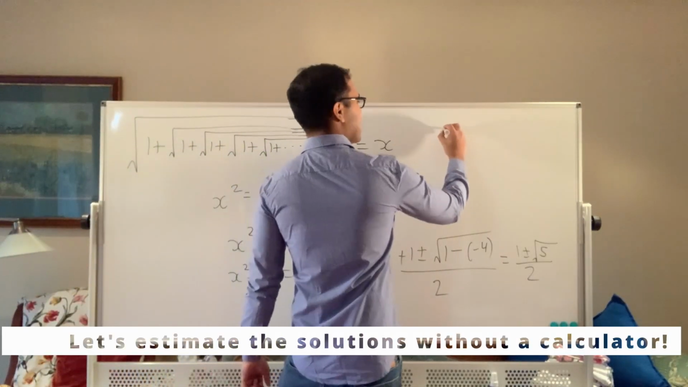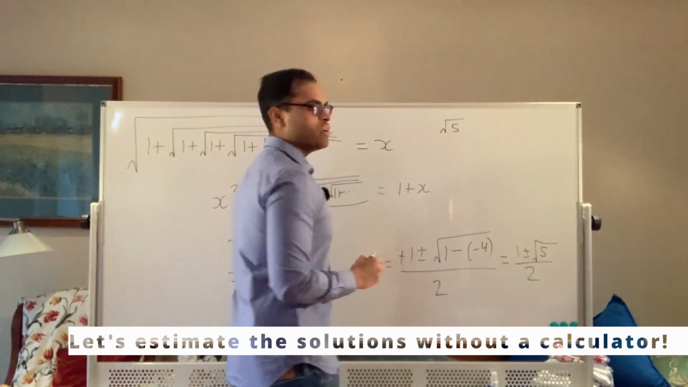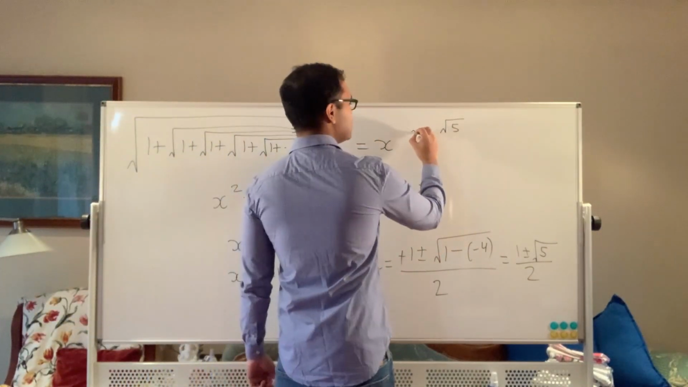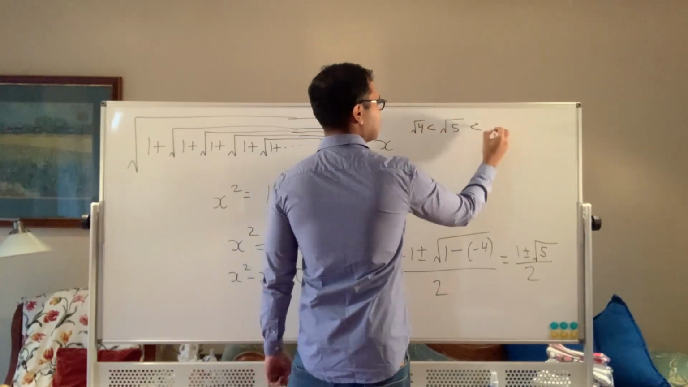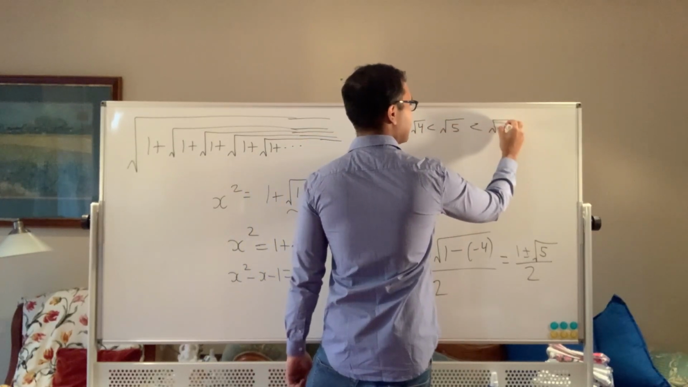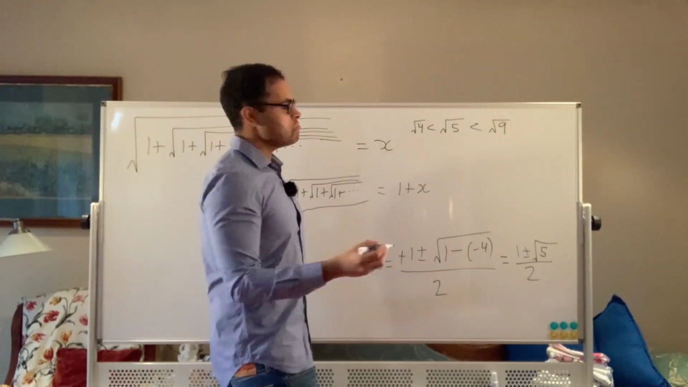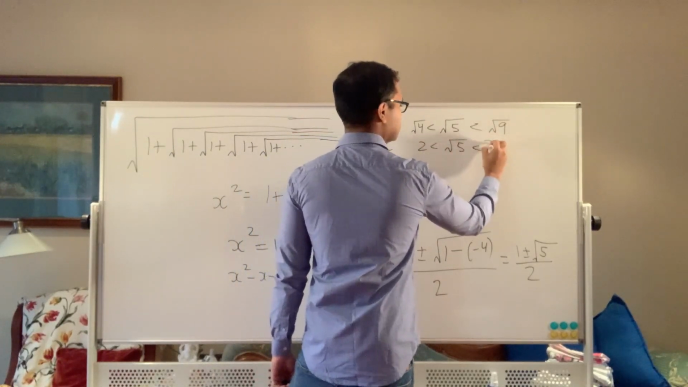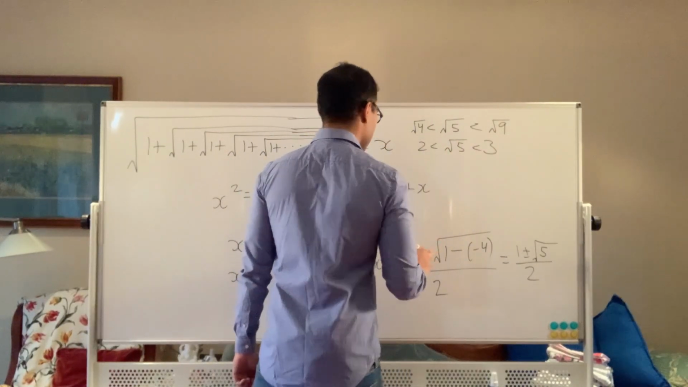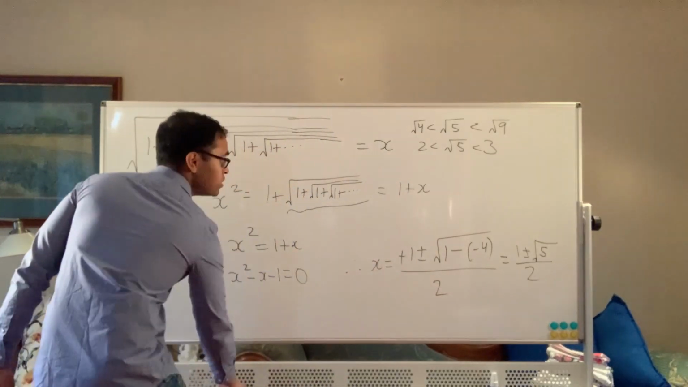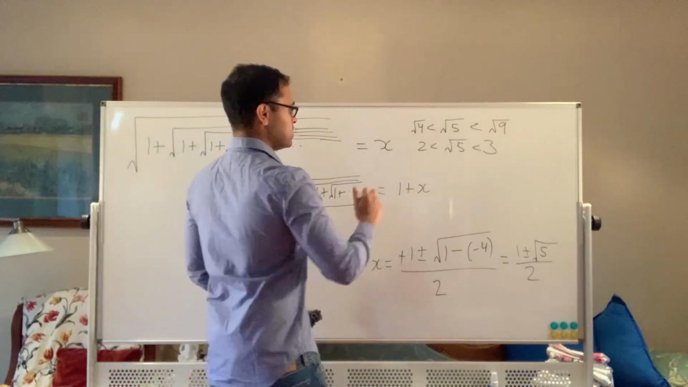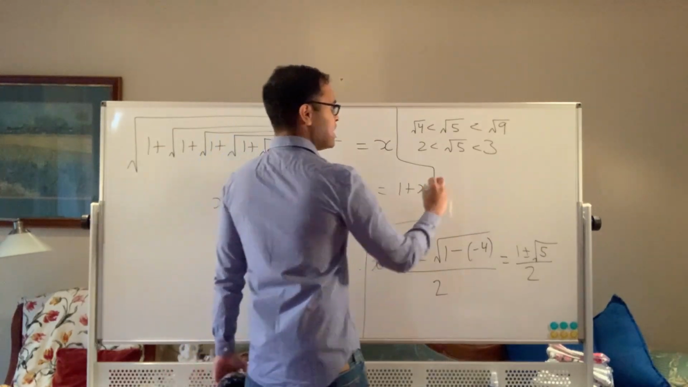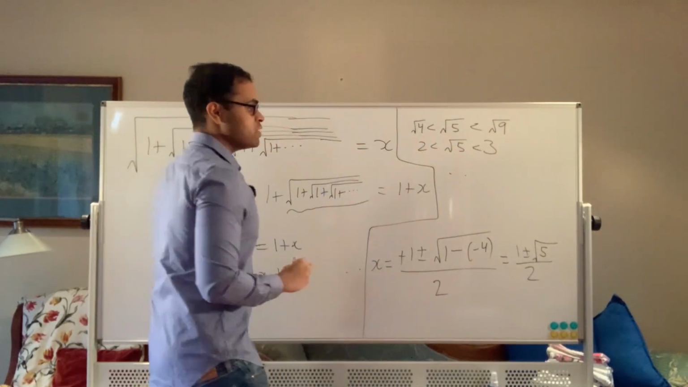So square root 5, well, we know square root 4 is 2. We know square root 9 is 3. So square root 5 is going to be roughly between square root 4 and square root 9, right? It's going to be exactly between them. But that's going to be between 2 and 3. Okay, so therefore, if we know that, we can now write that square root 5 is between 2 and 3.